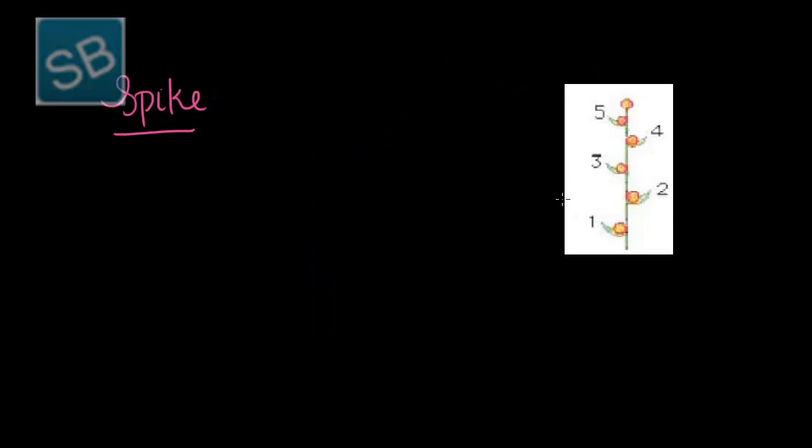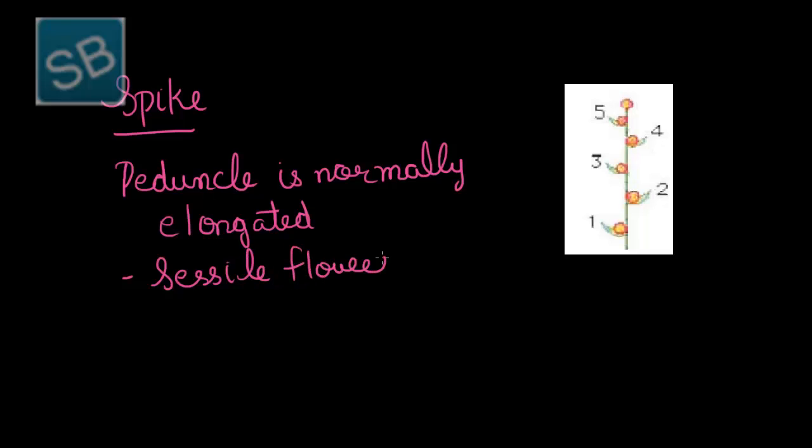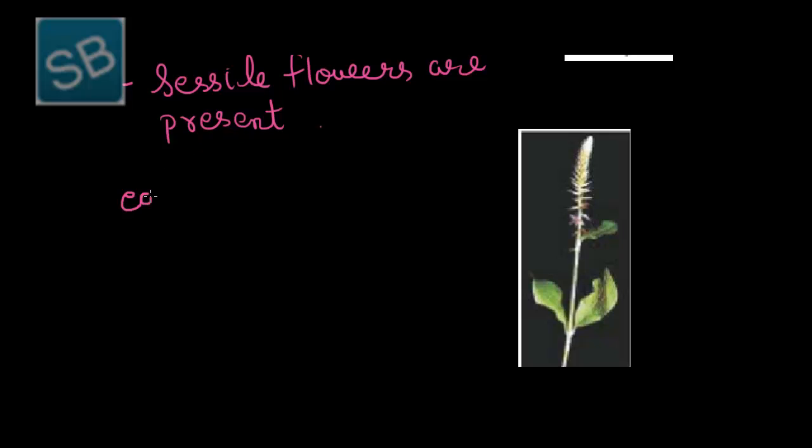Now let us understand the second type of racemose inflorescence, that is spike. As it can be seen from the figure, like raceme inflorescence, in spike also the peduncle is normally elongated, but the flowers are not attached at the tip but are attached at the base, and so such flowers are known as sessile flowers. Example, Achyranthus. This figure is of Achyranthus flower which exhibits spike type of inflorescence. Another example is of blue ginger flower.